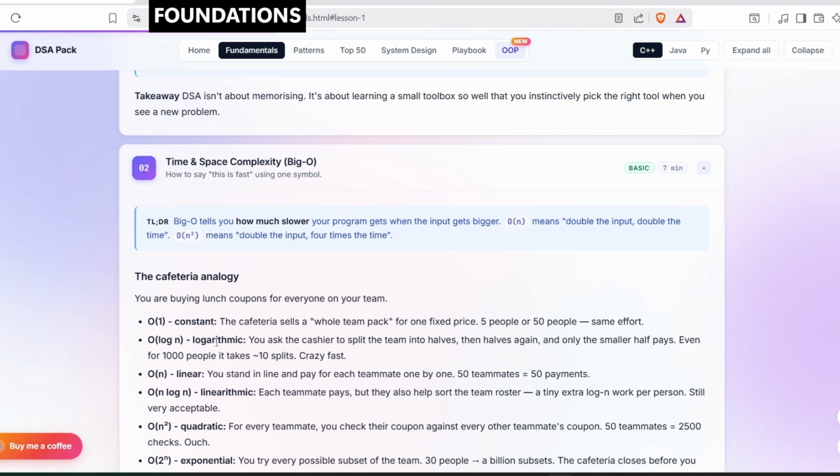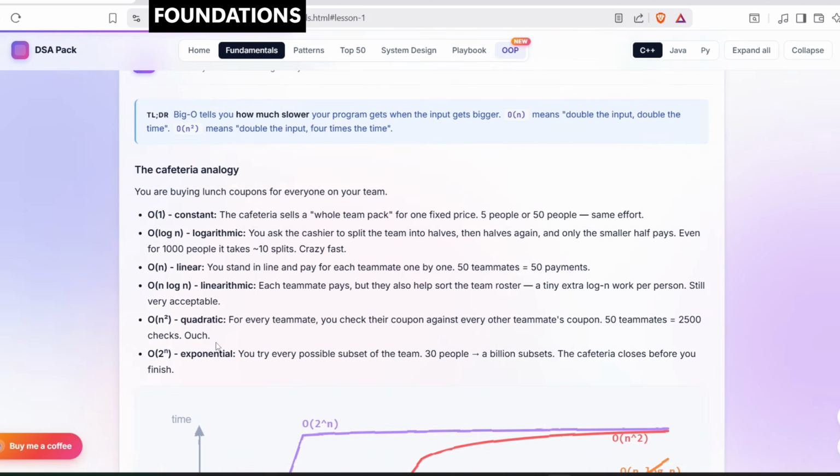O of n means double the input, double the time. O of n square means double the input, 4 times the time. You will get an idea while you solve the problems. Let's have a cafeteria analogy. You're buying lunch coupons for everyone on your team. O of 1, constant. The cafeteria sells a whole team pack for one fixed price.